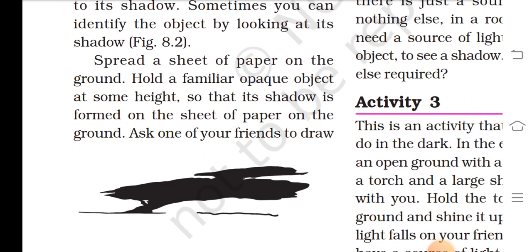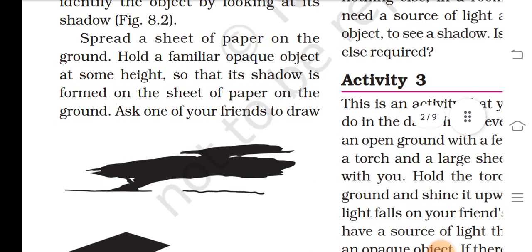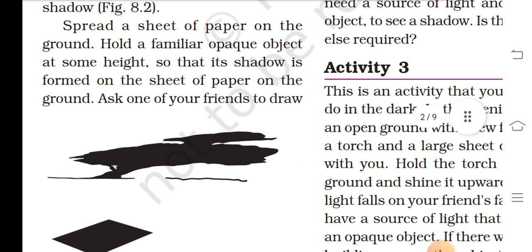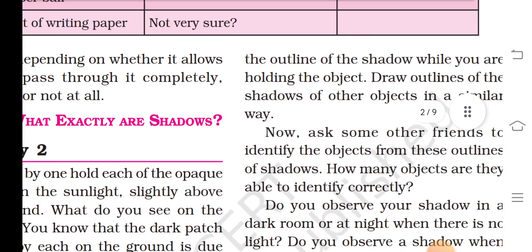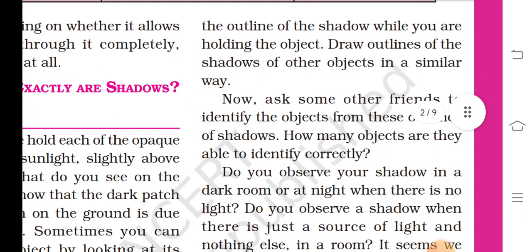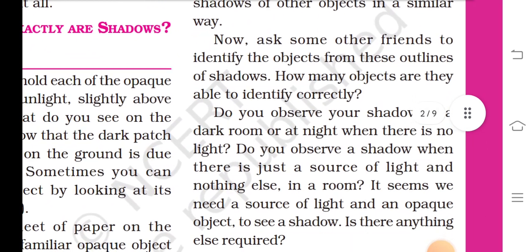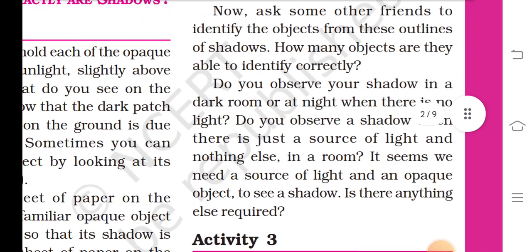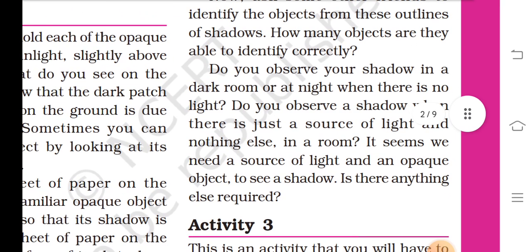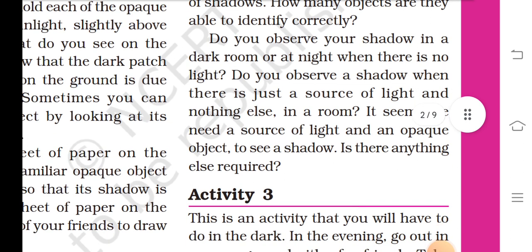Spread a sheet of paper on the ground. Hold a familiar object at some height so that its shadow is formed on the sheet of paper on the ground. Ask one of your friends to draw the outline of the shadow while you are holding the object. Draw outlines of the shadows of other objects in a similar way. Now ask some other friends to identify the objects from these outlines of shadows. How many objects are they able to identify correctly?